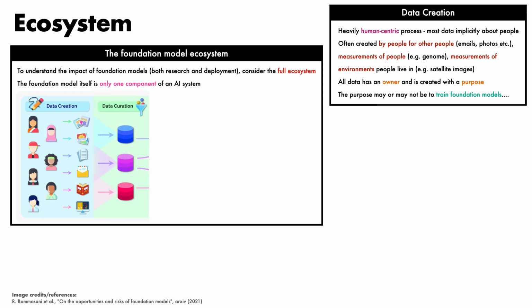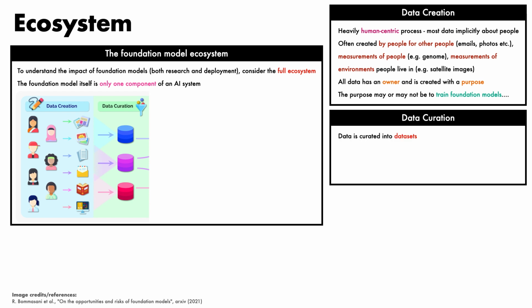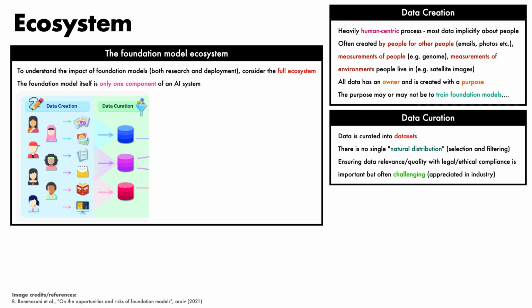The second stage of the ecosystem relates to data curation. Broadly speaking, data is curated into datasets before it is used. There is no single natural distribution of data that can be practically collected. Even the most relaxed curation strategies require some form of selection and filtering. It's worth noting that ensuring data relevance and quality while maintaining legal and ethical compliance is an important but highly challenging task, a fact that is widely appreciated in industry.